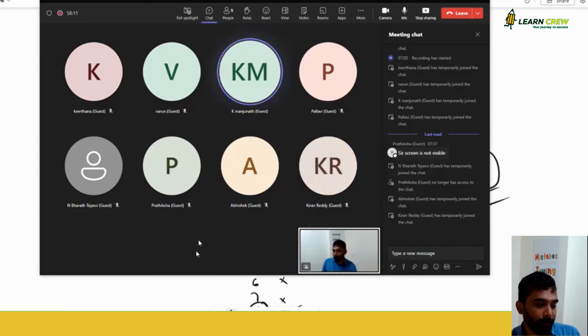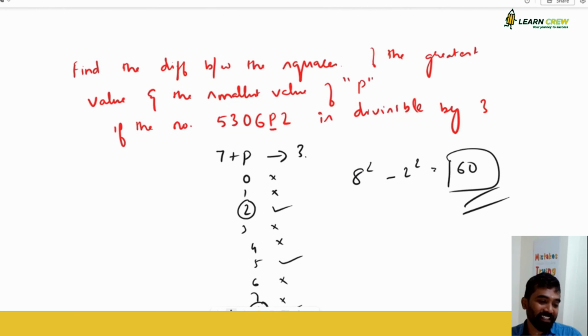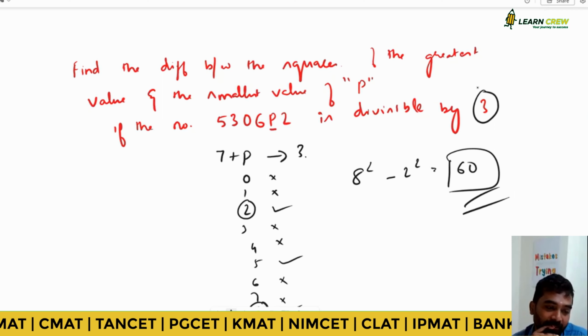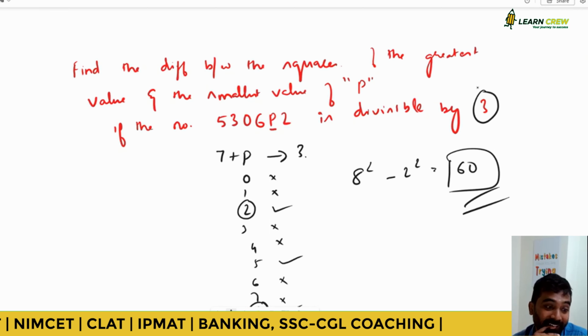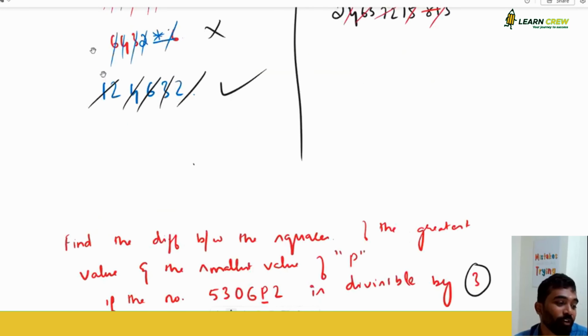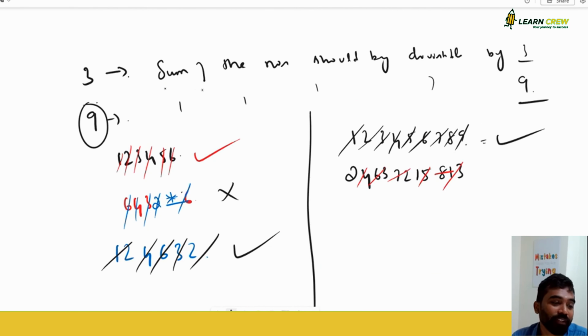Sir, how did 7 plus p come, sir? Sorry, how 7 plus p? What is the rule for 3? If a number should be divisible by 3, what we should do? Last 3 digits, sum of 3 digits should be divisible by 3. Rule of 3 is not that. Rule of 3 is sum of all numbers. Sum of the numbers, all numbers should be divisible by 3.